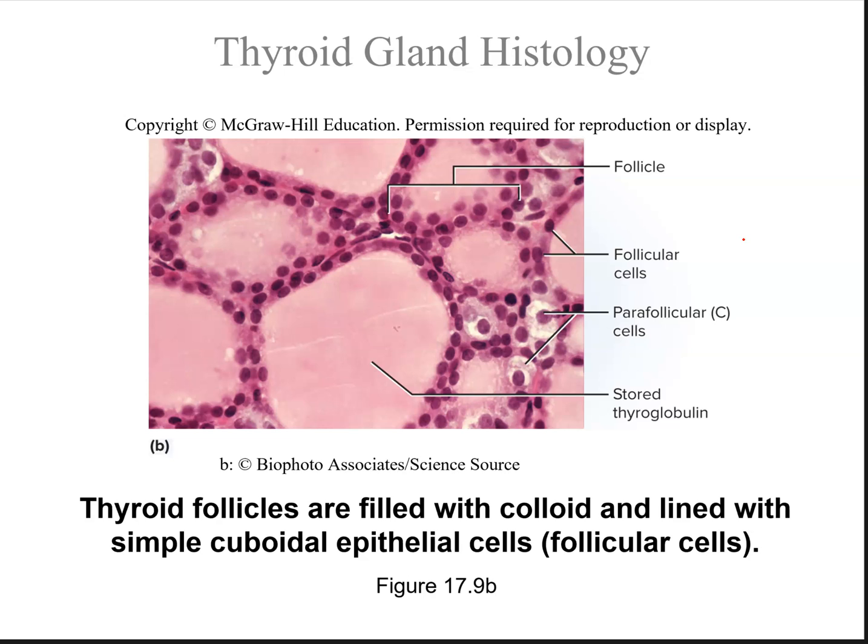If you take a look at the thyroid tissue, this whole thing is one thyroid follicle. This is a single thyroid follicle. This is a single thyroid follicle. Well, this is a single thyroid follicle. That's not a thyroid follicle. That's a parafollicular cell.